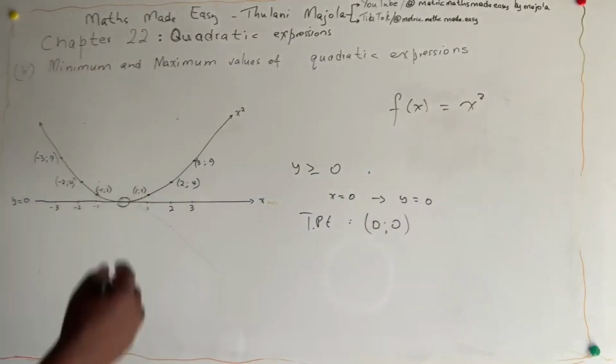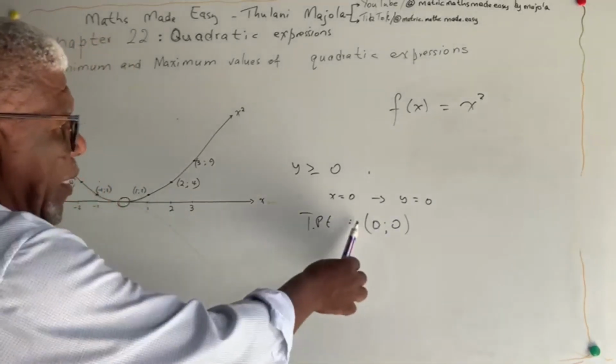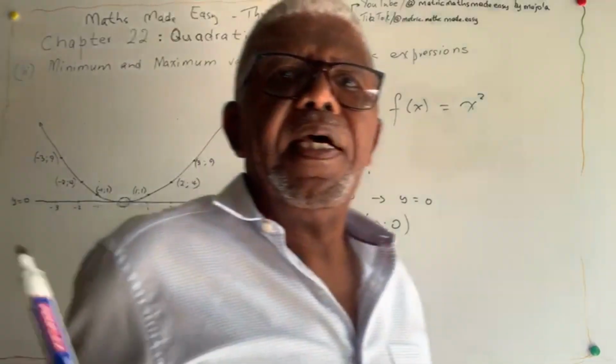And your axis of symmetry is x equal to 0. But I'll discuss this more in the next video.